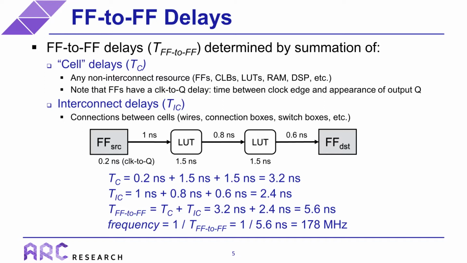Now, if you're wondering why the wires have different delays, this is very common and results from the router establishing different length paths between the components, either because the placer placed the components different distances from each other, or because of routing congestion. Now, the total flip-flop to flip-flop delay here is the sum of the cell and interconnect delays, which is 5.6 nanoseconds. This means that the maximum frequency for this example is 178 megahertz.